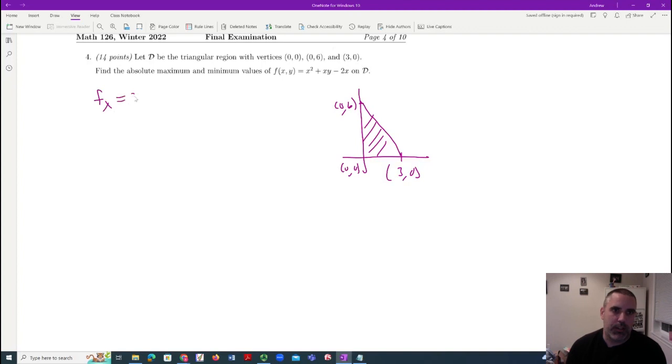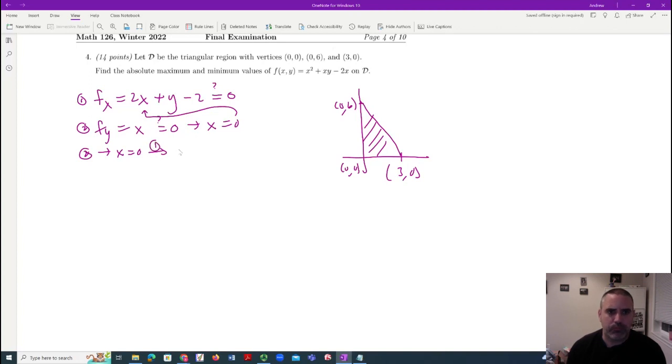The partial with respect to x, 2x plus y, the partial with respect to y. There's a minus 2 here I missed. Set them both equal to 0. This is the smallest part of the problem. Then you get x equals 0. You plug that in. So again, I like to make this little tree from equation 2. X has to be 0. Substitute that into equation 1. And then you get 0 plus y minus 2 is 0. So y has to be 2. So you get this point 0, 2.